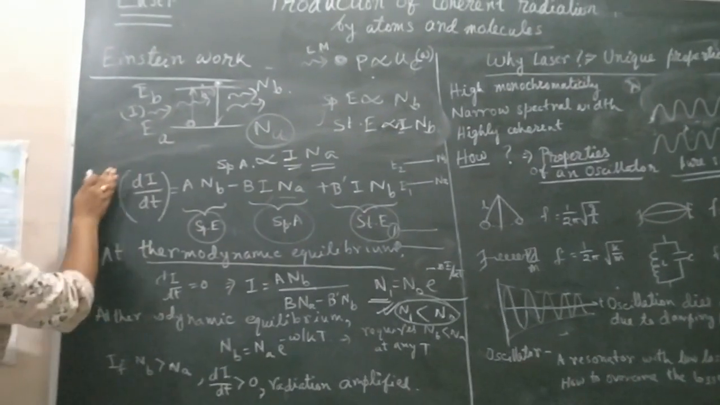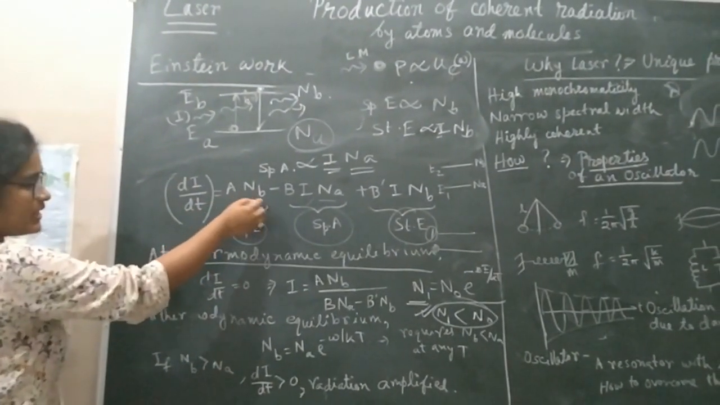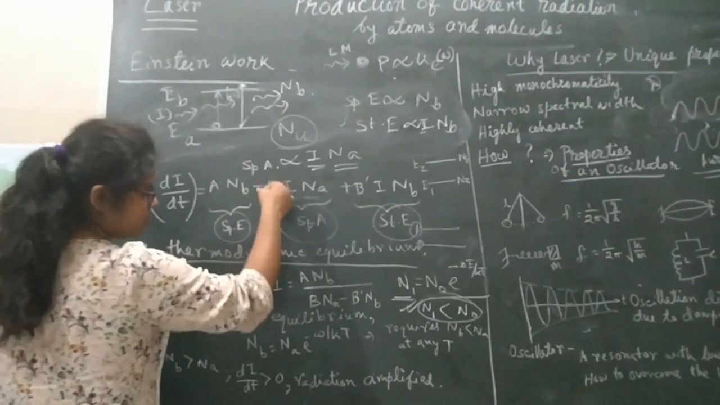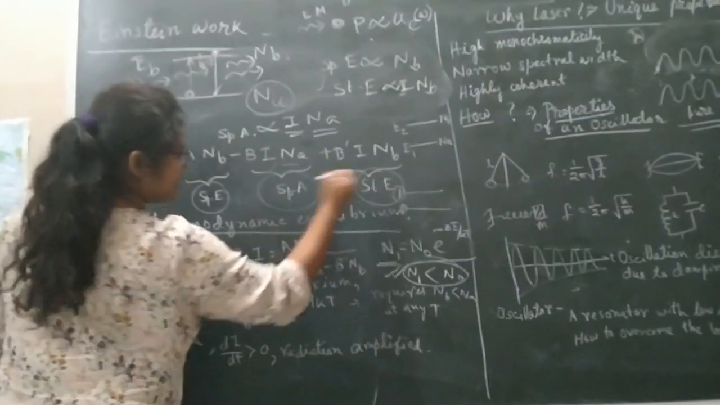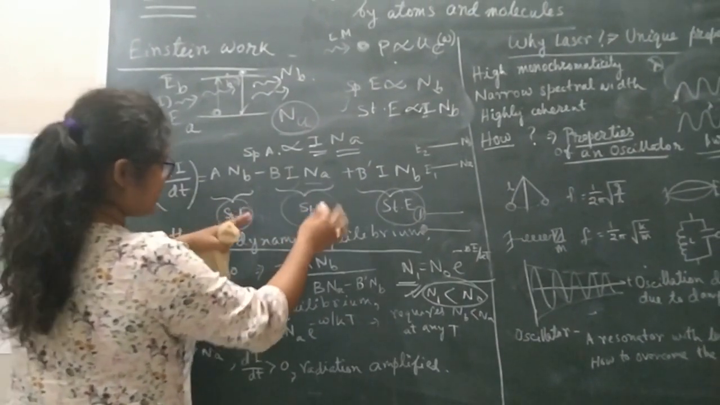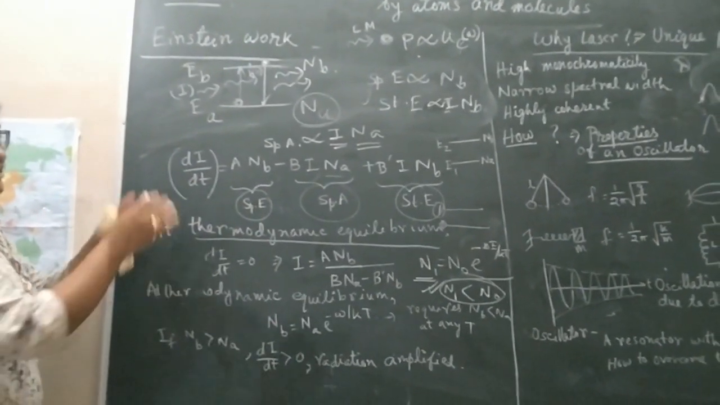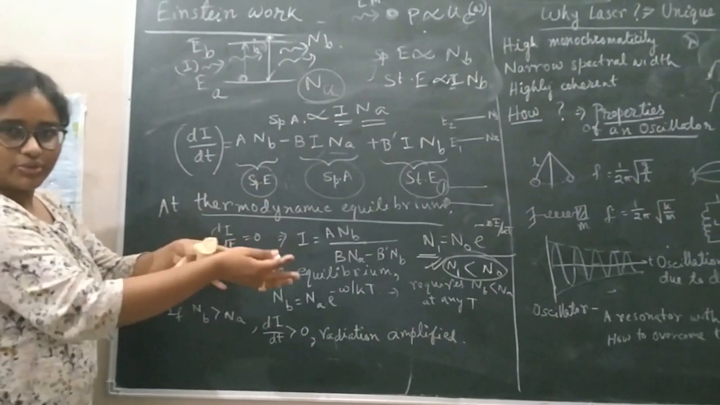Now the rate dI by dt will be A into Nb, that is for the spontaneous emission, minus the absorption term, plus the stimulated emission. Now you are taking the difference between the rate of emission and the rate of absorption. So you take the two emissions minus absorption.